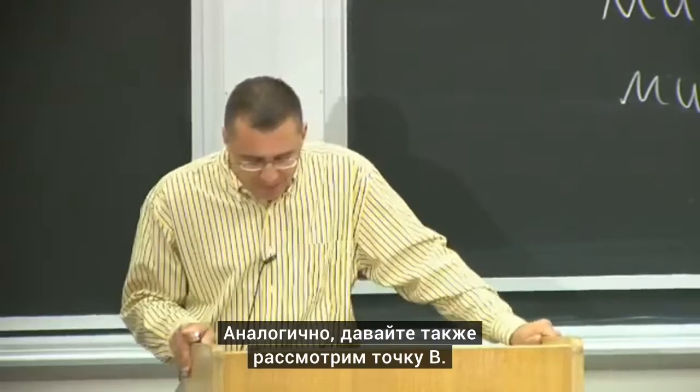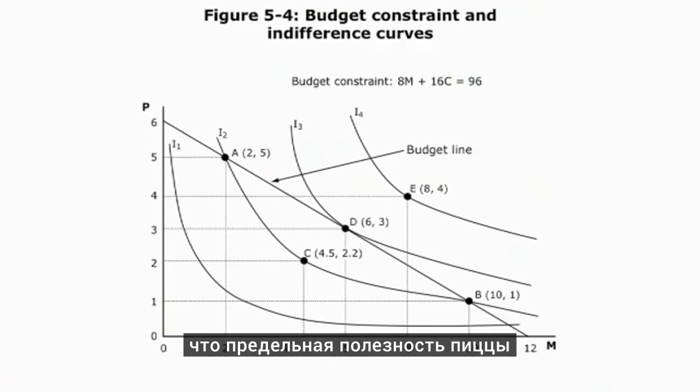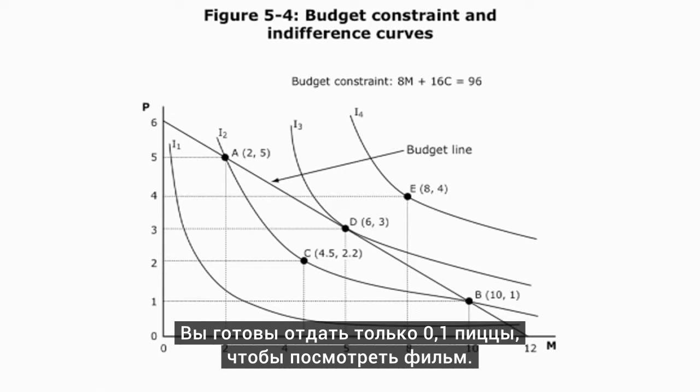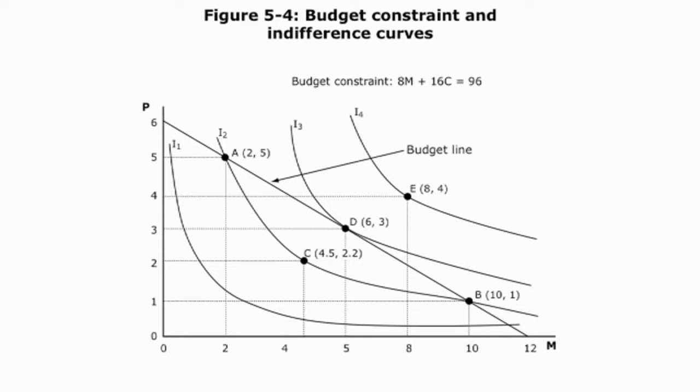Likewise, let's do the same mathematics at point B. At point B, if you do the math and work it out, you see that the marginal utility of pizza is 5 over square root of 10. The marginal utility of movies is 0.5 over the square root of 10. So the MRS is 0.1. At this point, you'd only be willing to give up 0.1 pizzas to see a movie. At a point like B, the indifference curve is very flat. You're only willing to give up 0.1 pizzas to see a movie.